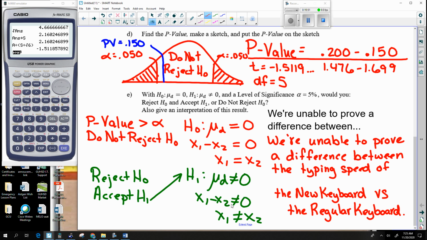Again, if it was this alternate answer, then we would say the typing speed of the new keyboard is not equal to the typing speed of the regular keyboard. Again, stick to the symbols. Don't interject your own words. So we'd say that yes, there is a difference. The new keyboard is not equal to the regular keyboard. Here, when we do not reject H naught, we're unable to prove a difference between.